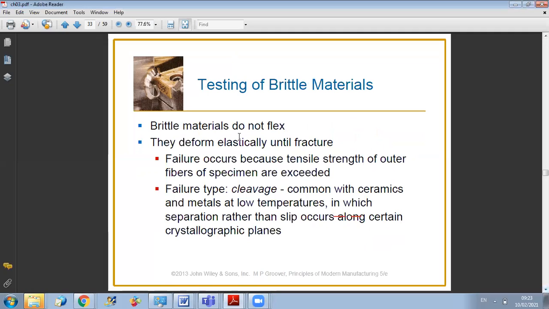For testing of brittle materials, since they deform elastically until fracture, failure will occur because the tensile strength of the outer fiber of the specimen is exceeded. By performing this test, we can calculate the maximum possible tensile strength of these materials. In general, for these materials, the failure type is called cleavage, which is common with ceramics and metals at low temperature, in which separation rather than slip occurs along certain crystallographic planes. So we will have separation along the fibers of the materials that are subjected to tension.